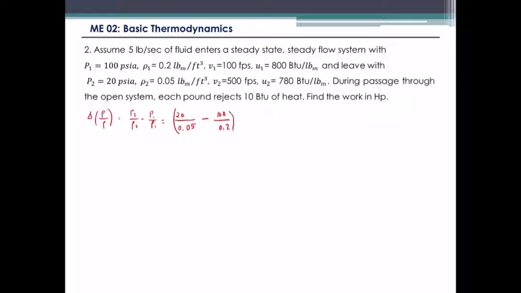Now, what is the unit? The unit of pressure is PSI, so pound force per square inch, over the unit of density, or we can multiply by the reciprocal of the unit of density. Instead of dividing by the unit of density, which is pound mass per cubic feet, we multiply by the reciprocal, so that is now cubic feet per pound mass.